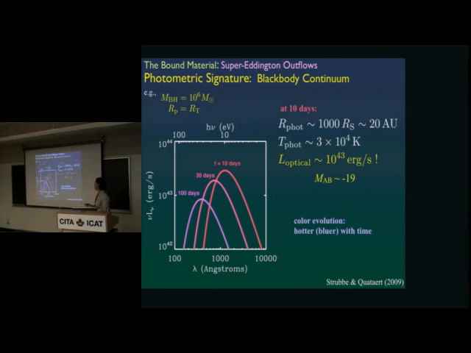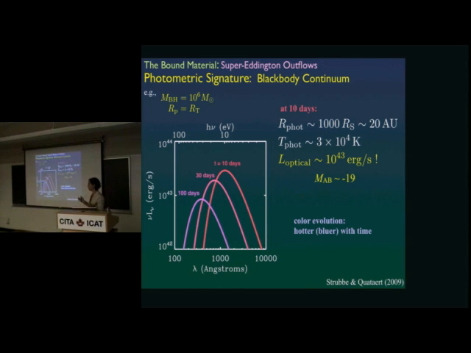So here's an example of what that looks like for a 10 to the 6 solar mass black hole disrupting a star at the tidal radius. So this is the spectral energy distribution as a function of wavelength or energy at 10 days, 30 days, and 100 days after disruption. So if you focus on the curve at 10 days, at that point the radius of the photosphere is large, it's 1,000 Schwarzschild radii, or 20 AU, while the temperature of the photosphere is a relatively cool 30,000 Kelvin.